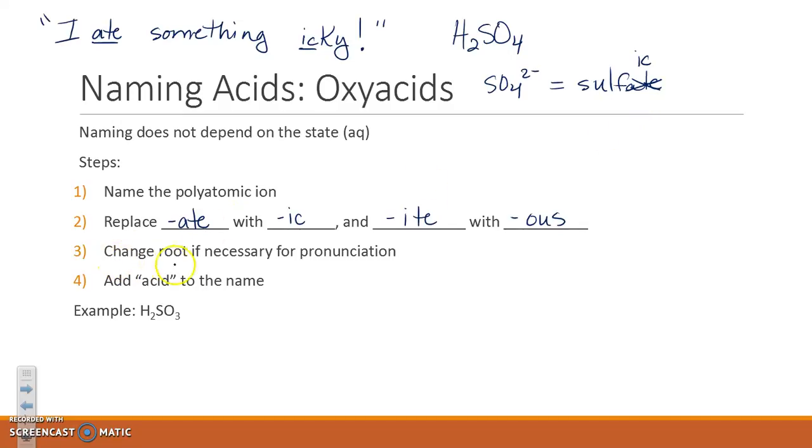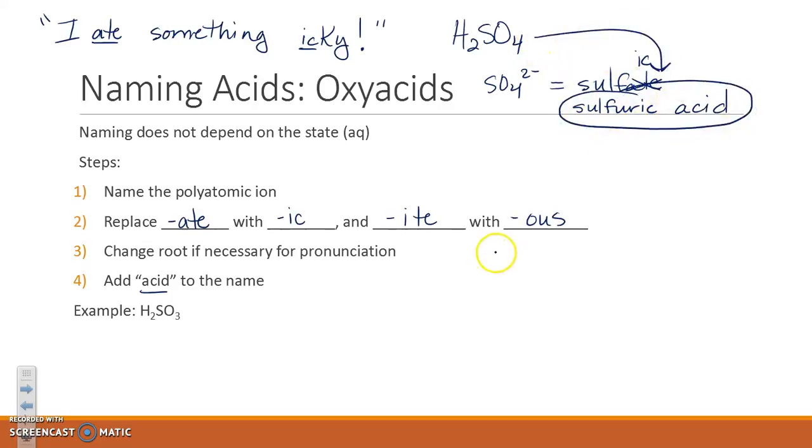So on 3, it says change the root if necessary for pronunciation. Sulfic. Oh, it bothers me. So we actually say sulfuric. Ooh, that sounds scary, right? And then we add acid to the name so that people know it's an acid. So sulfuric acid, H2SO4. And that's how you name it.